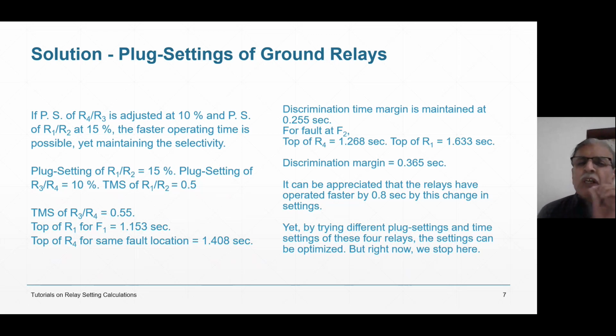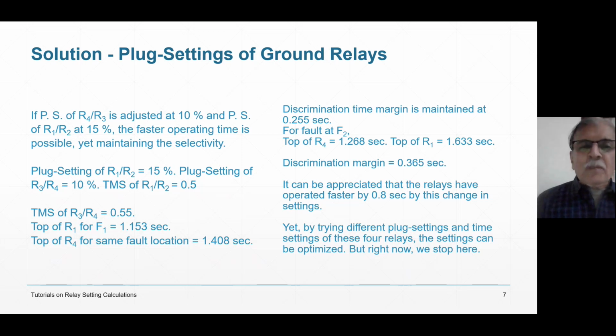Most optimum means whatever plug setting you decide, whatever time setting you decide, my requirement is R1 should back up R4, R4 should back up R1, minimum 0.25 seconds should be maintained, R2 should back up R3, R3 should back up R2, minimum 0.25 seconds should be maintained. But yet all four relays should operate as fast as possible. This is optimization of setting.